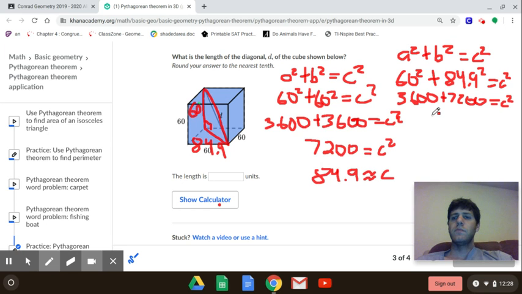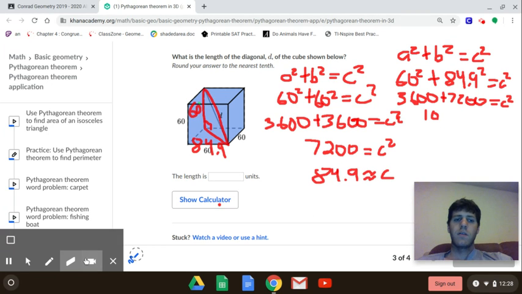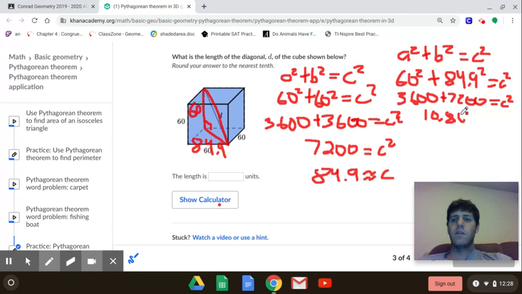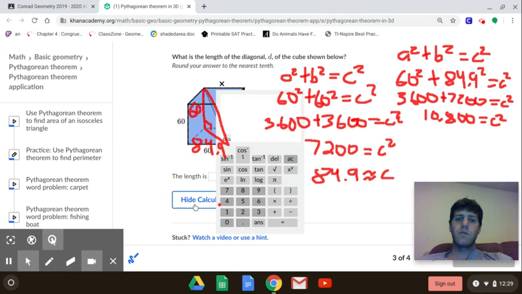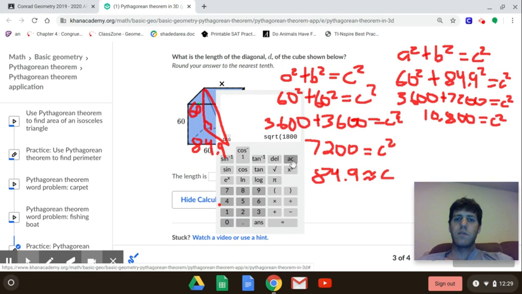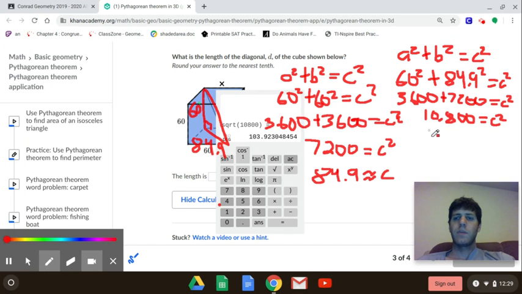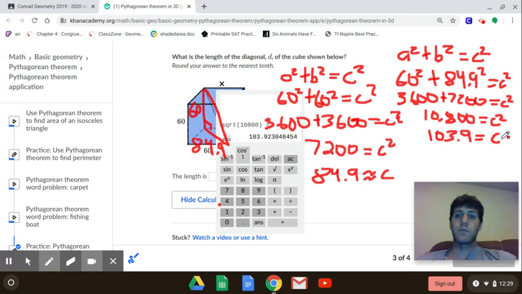Okay, so this gives us 10,800. So 10,800 equals c squared. All right, and then we got to put that in the calculator. So square root of 10,800, it's going to be 103.9. So plus or minus 103.9, but we want the positive distance because we're dealing with length.